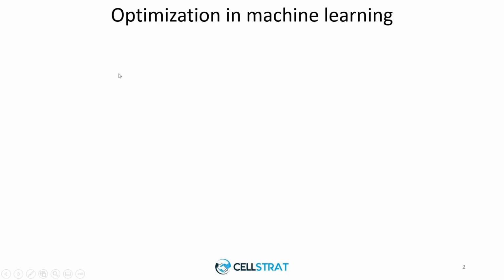Now, before we deep dive into the actual topic, I would like to glance through quickly on what is optimization and how optimization is actually used in machine learning. As all of you are aware, optimization is a very generic term that is used in a lot of fields, like engineering domains to solve various problems, in economics, etc.